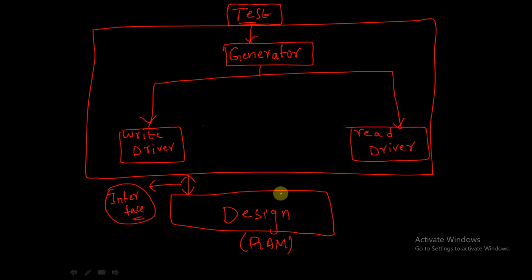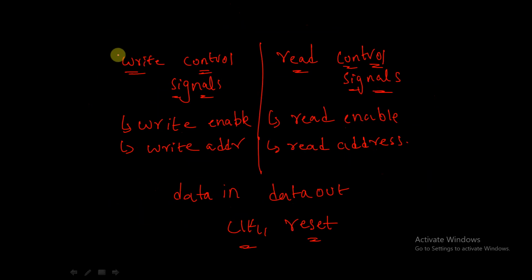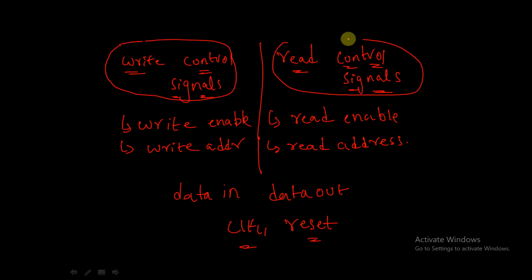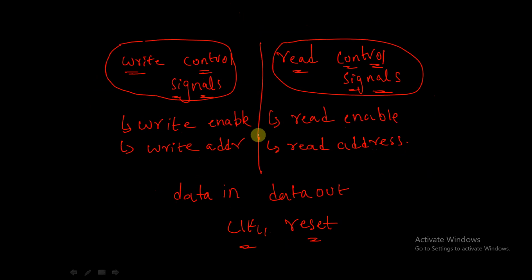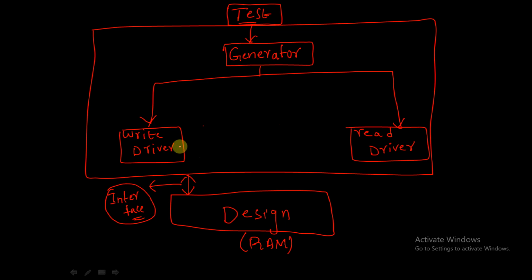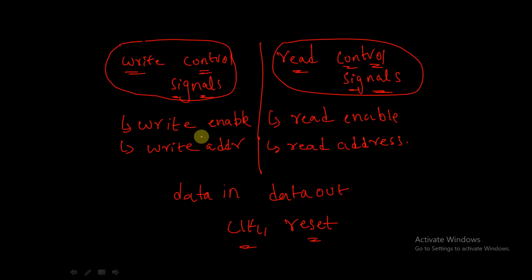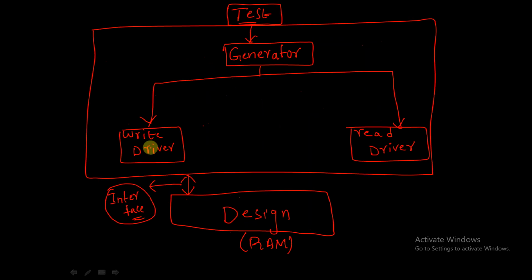Since this particular RAM has two types of signals, one is write control signals and another is read control signals, that's why we are going to consider these two components, write driver and read driver. If a design has only one type of signals, we don't have any subsets, then we will take only one driver. Since this particular design has two different subsets of control signals, we are taking two components, one is write driver and another is read driver.